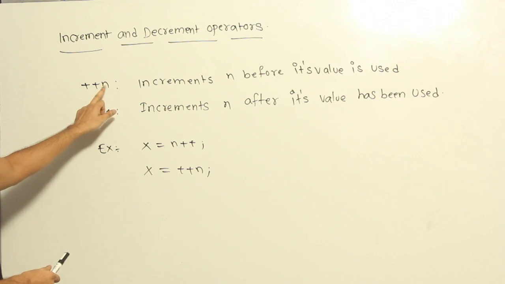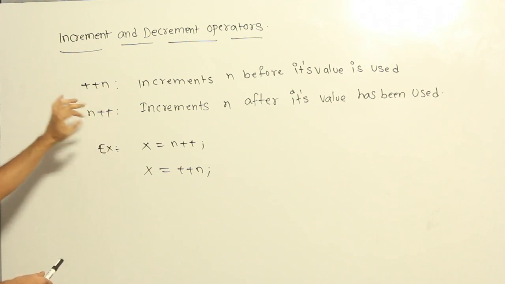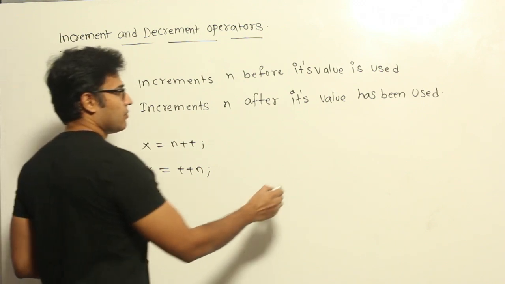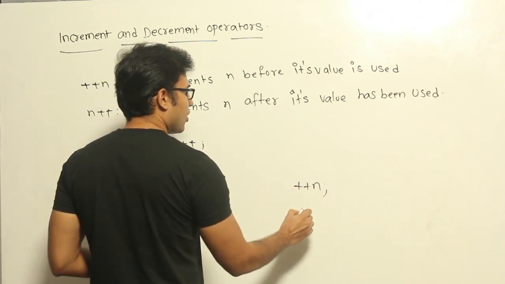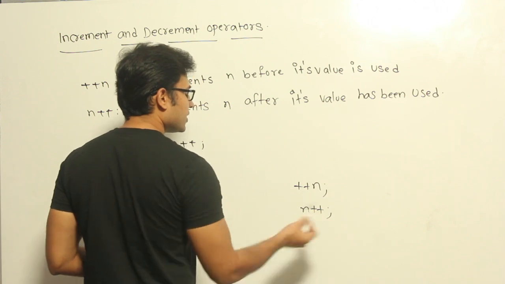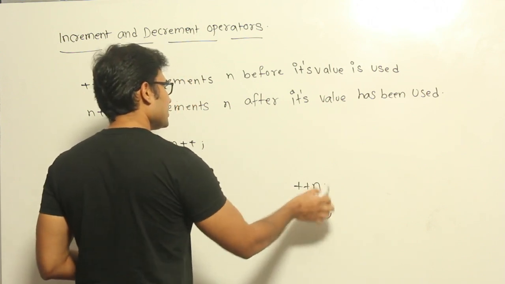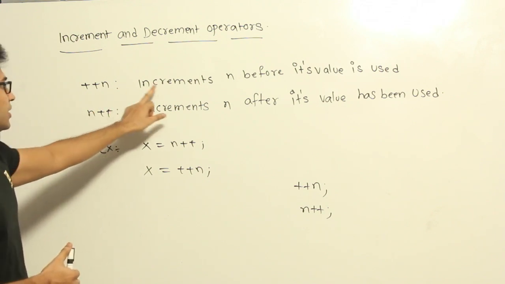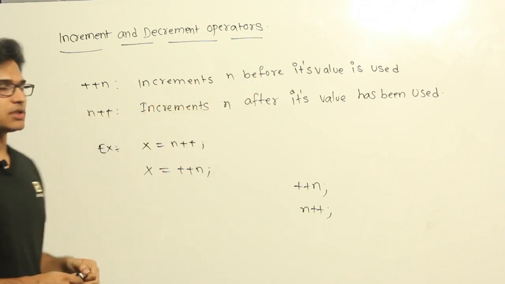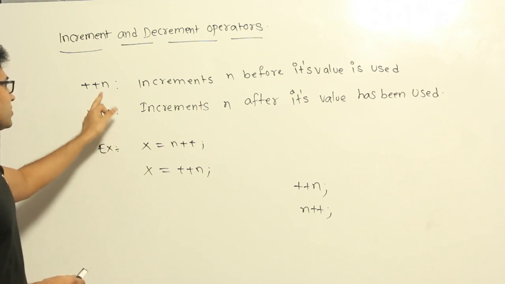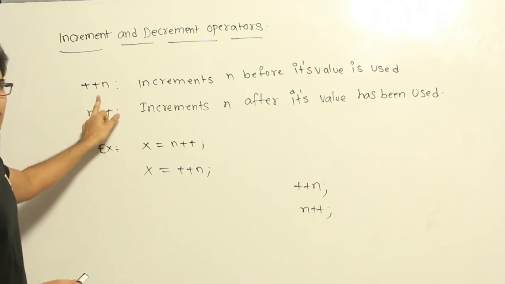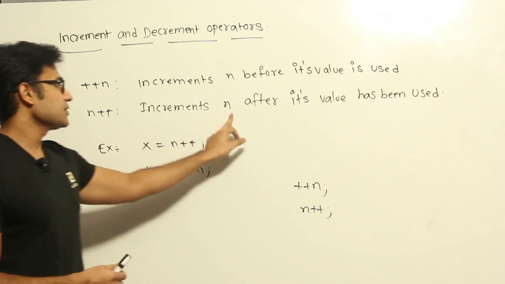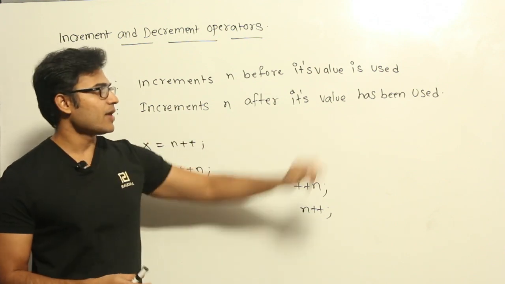If you use ++n or n++ individually as a statement, it doesn't make any difference. But if I use it as an expression inside an expression, then it will make a difference. Now see this: ++n increments n before its value is used, so this is called pre-increment. Pre means before. And n++ means post-increment. Post means after: it increments n's value after its value has been used.